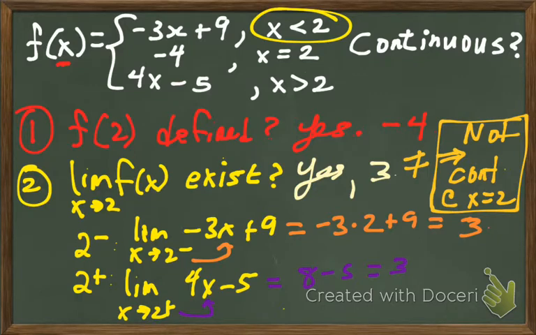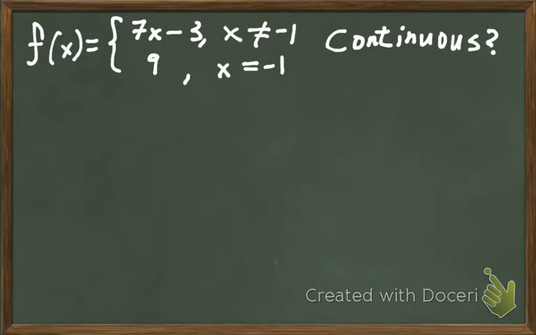Another example. Is this function continuous everywhere? Well, when x is not -1, it's a straight line, so yes. When x is -1, it's a dot, 9. The question is, is it continuous at -1? Because everywhere else, it'll just be this line right here, which is definitely continuous. It's a line. So let's go to the checklist. -1 is the only number we're going to focus on because it's the only number we need to focus on.